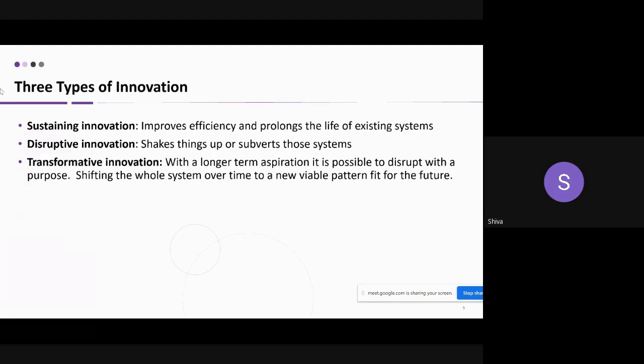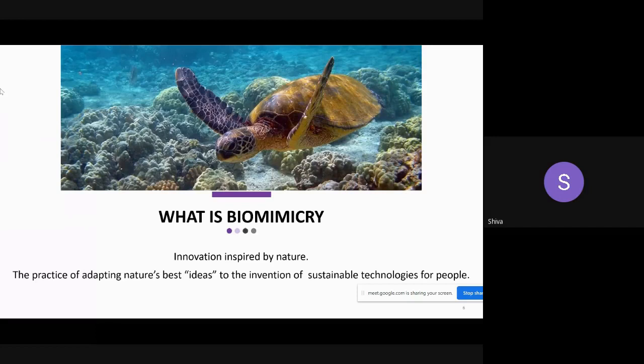Right? So what is biomimicry? Biomimicry is inspired by nature. The practice of adapting nature's best ideas to the invention of sustainable technologies for people. So simple. Nature is 3.7 billion years old.